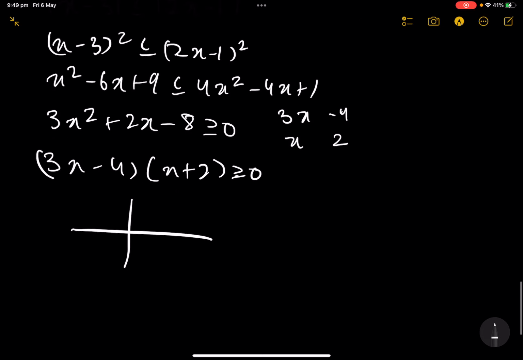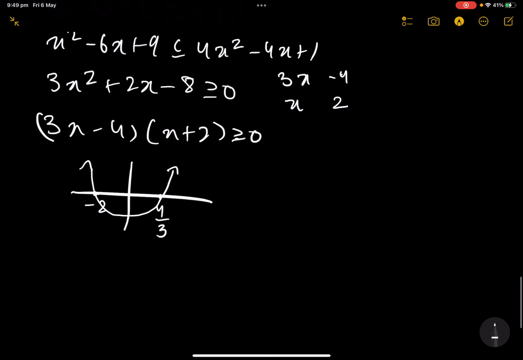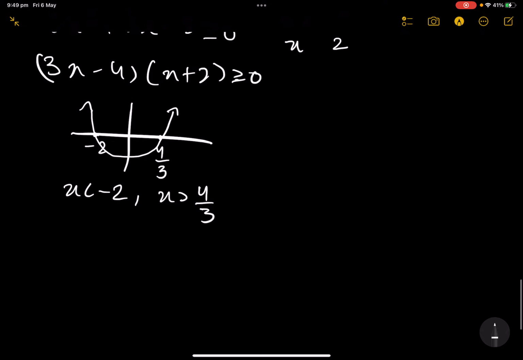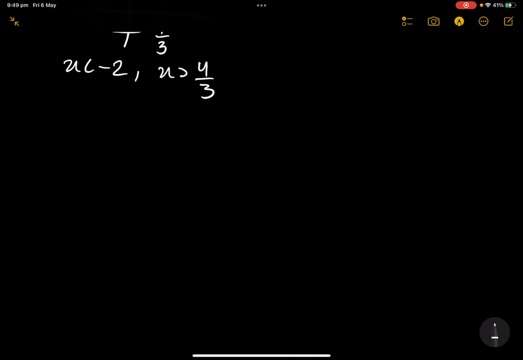Now that means our intercepts are at 4 on 3, roughly here, and -2. Upwards facing, just like this. We will say x is less than -2, x is greater than 4 on 3. I think this is right. I think I factored it right. I'm moving to the next question.